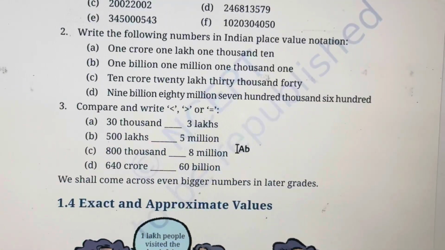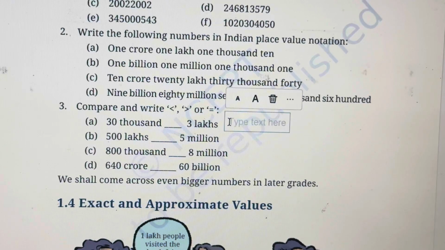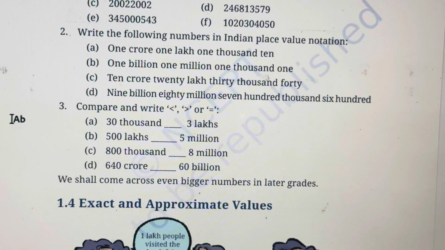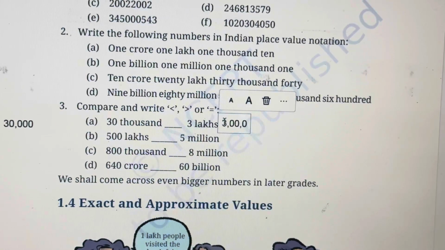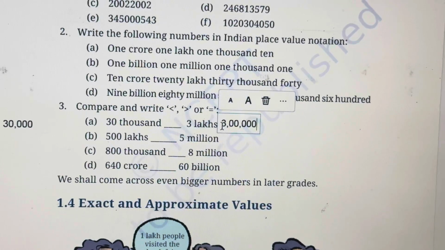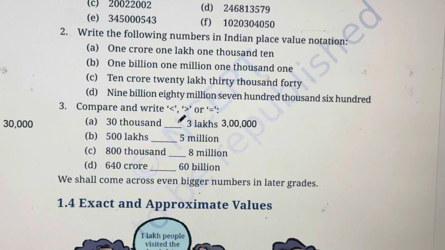Question number 3. Compare and write which is greater, less, or equal. So the first question is whether 30,000 is greater or 3 lakh is greater. So what we will do, 30,000 we will write on this side, and this is 3 lakh. So 3, comma, 0, 0, comma, 0, 0, 0. So here 3 lakh has 5 zeros and 30,000 has only 4 zeros. So naturally 3 lakh is greater.